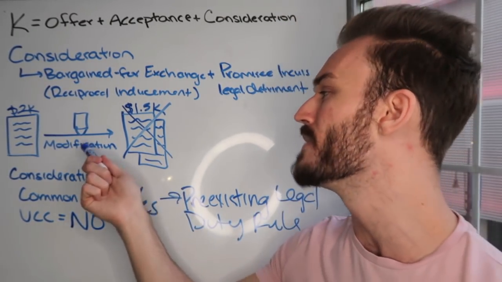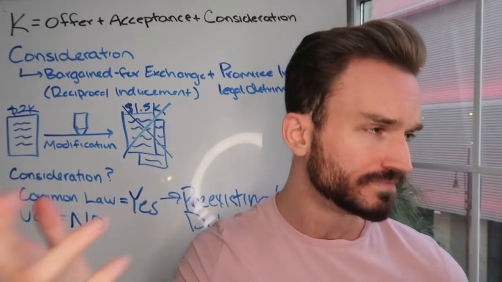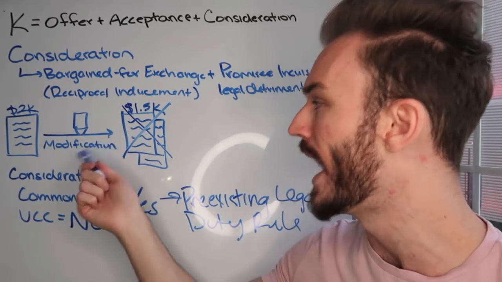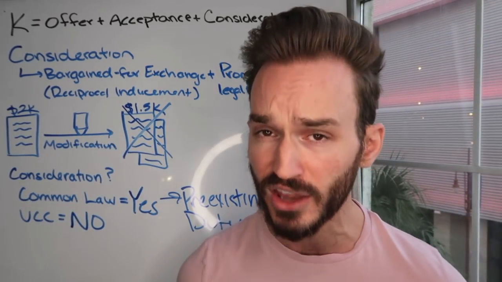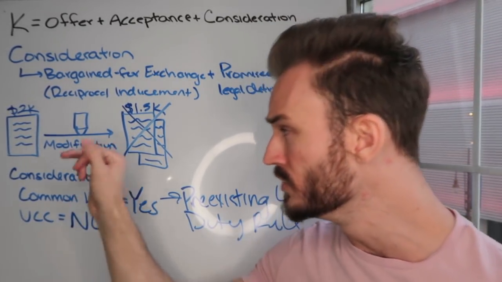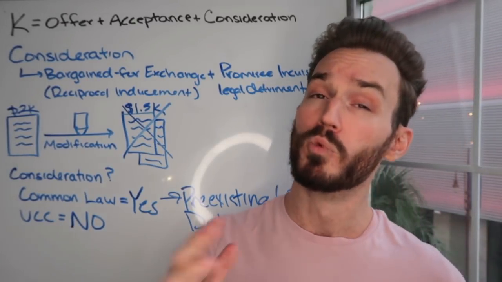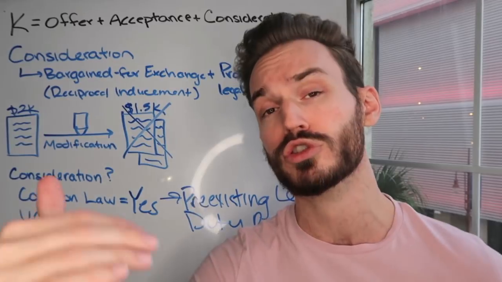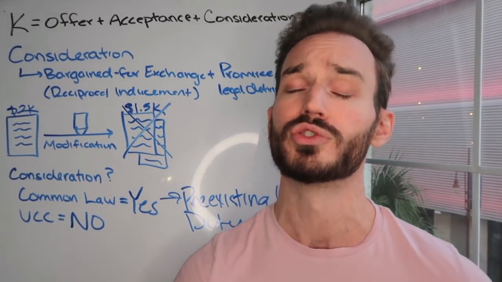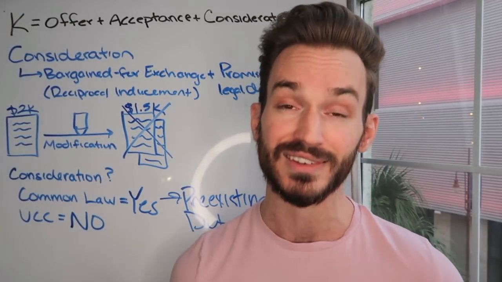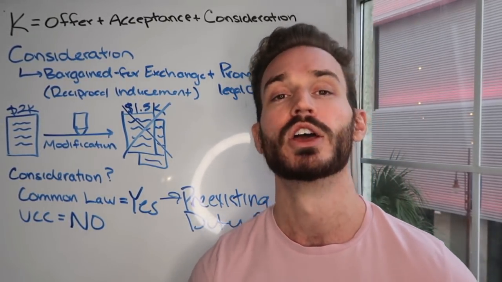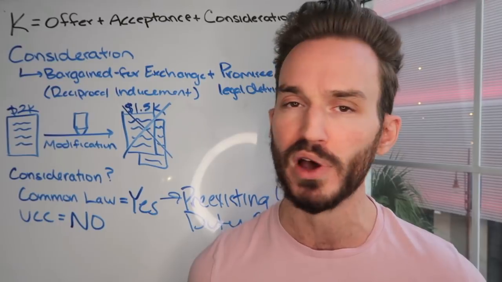Okay, so how could we make this modification valid? Well, you would have to incur a detriment here, right? You would have to offer something in exchange for the modification. You need to say, okay, we'll lower the rent to $1,500 per month in exchange for something. I am going to repaint your lobby for you. Let's say it's an apartment building.